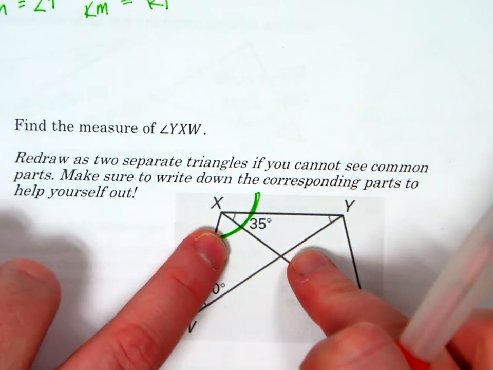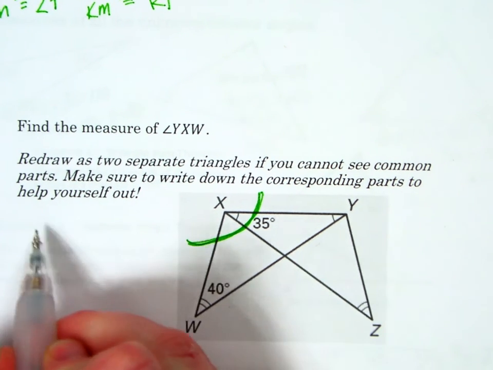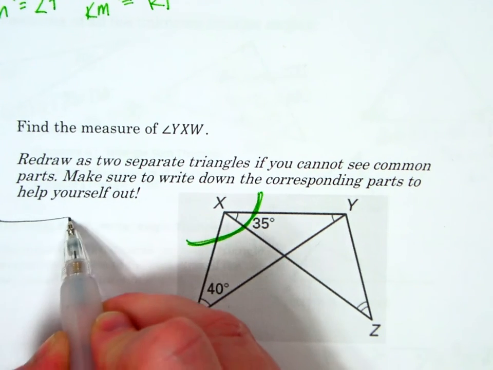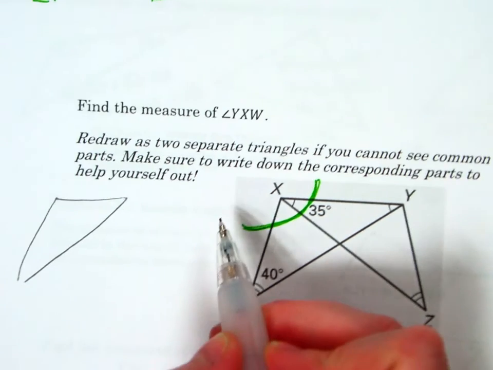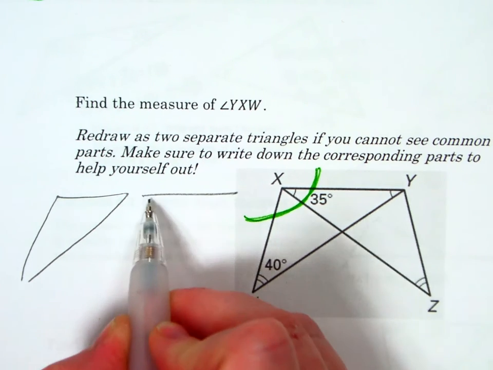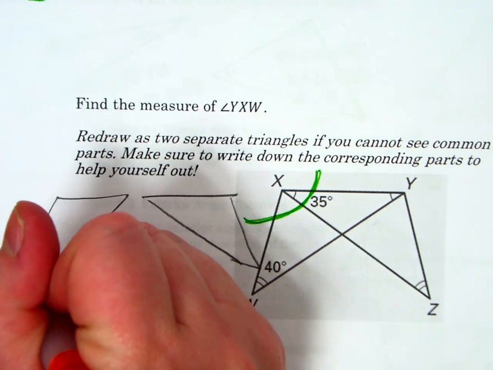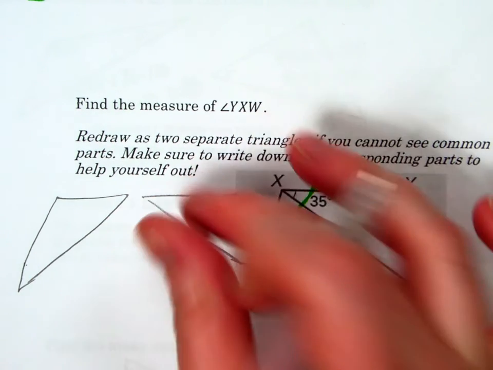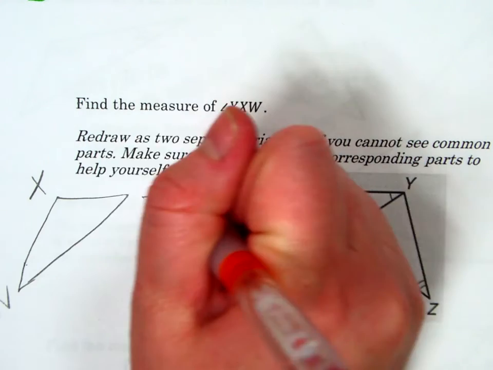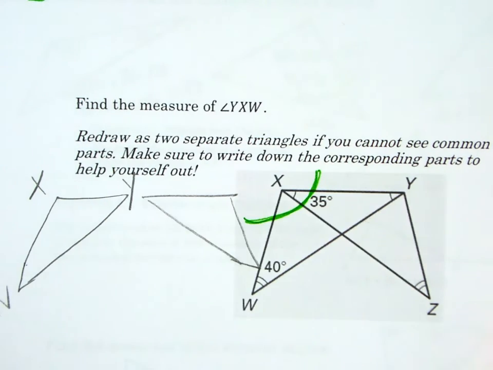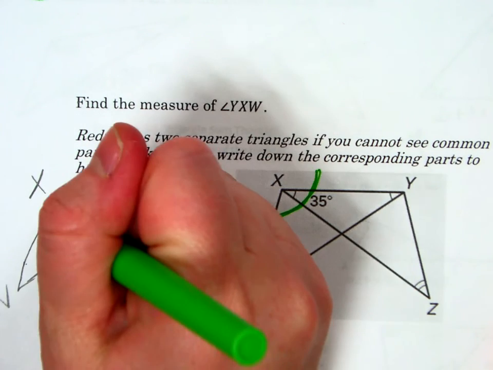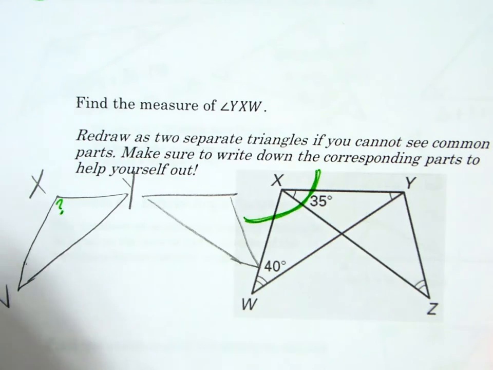What I'm going to do is take these 2 triangles and slide them apart. So I'm going to have a triangle here, and then I'm going to have a triangle here. It's not the best sketch, really not. But I'm going to relabel them. So if I pulled this triangle apart, this would be W, this would be X, and this is Y. And this is that angle that we're looking for. So we want to know this angle.